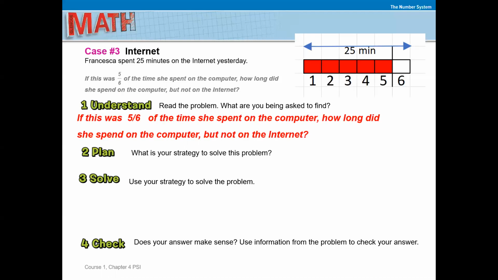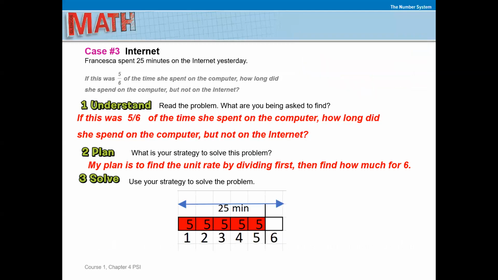If this was 5/6 of the time she spent on the computer, how long did she spend on the computer but not on the Internet? So 5 out of 6 blocks of time were on the Internet. One more, 1/6, was just the computer. My plan is to find the unit rate by dividing first, then find how much for 6. I've also drawn a diagram to help me visualize it.